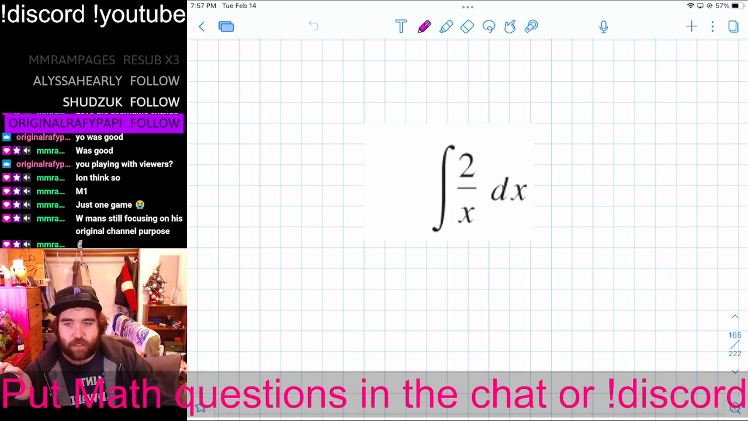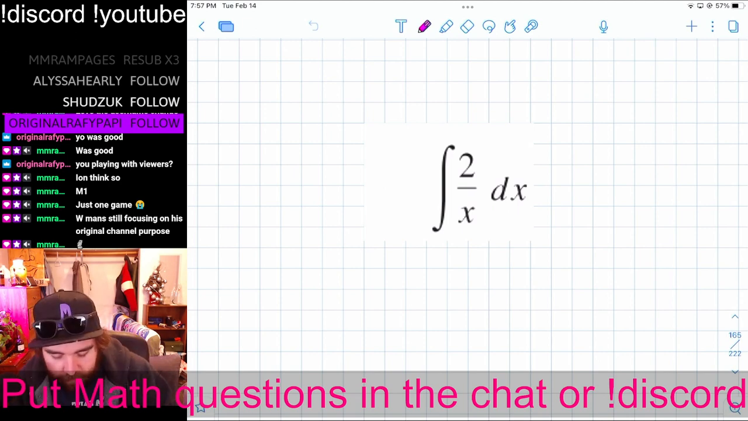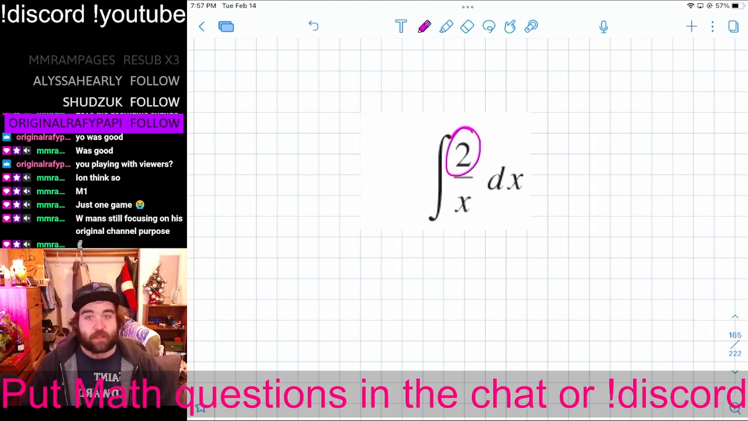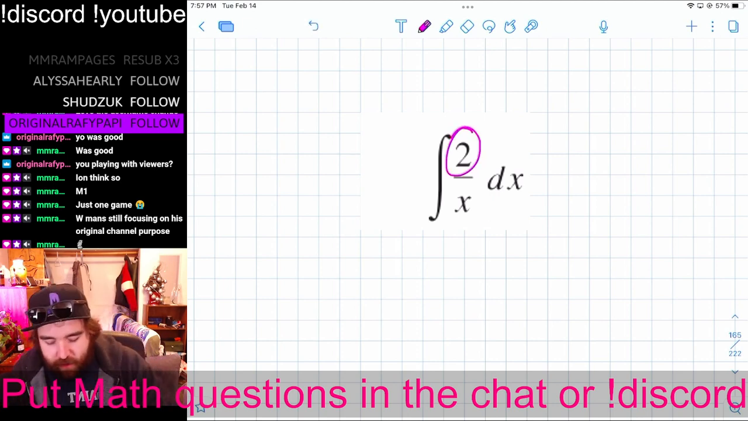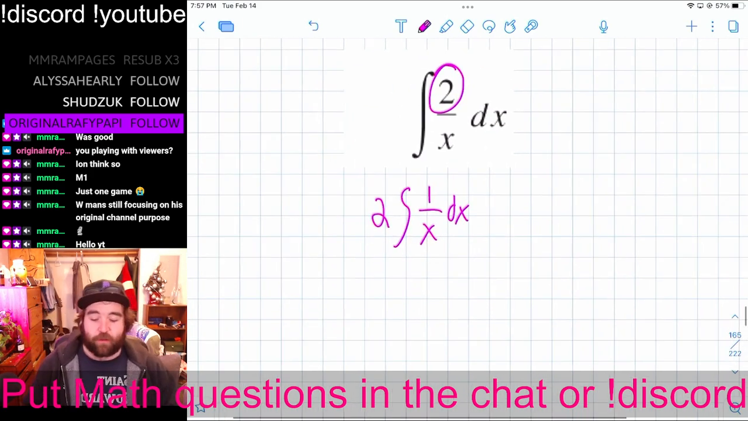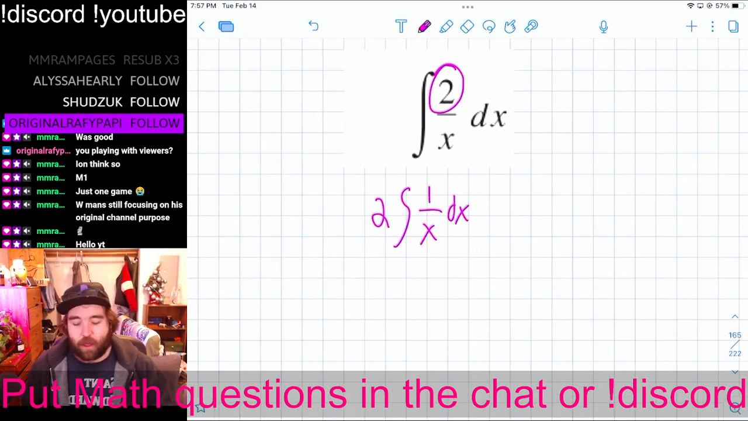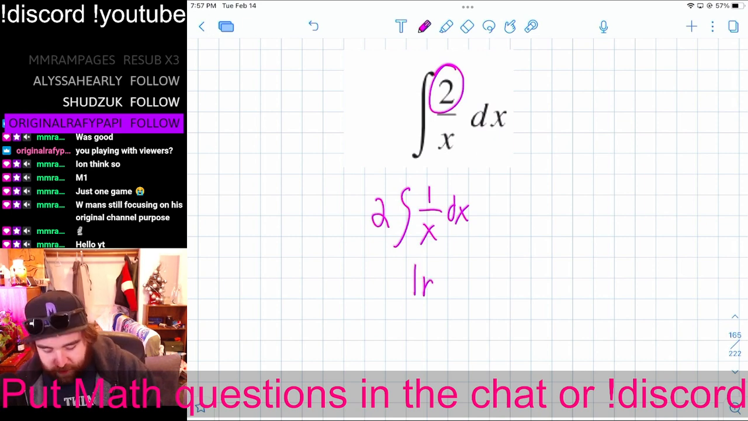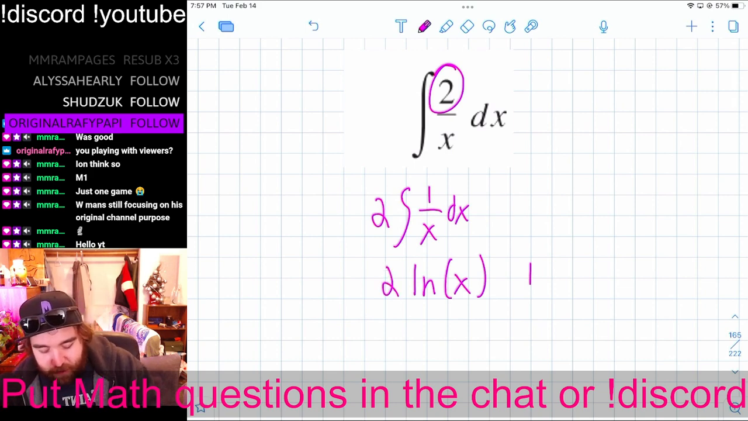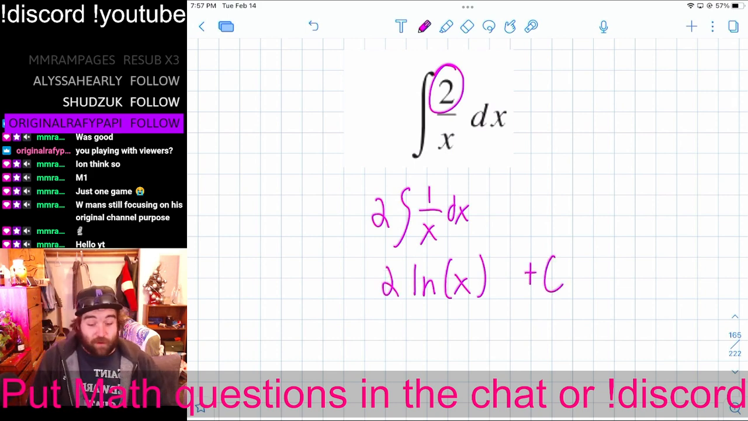With this one, first off, remember, if you need to, any plain number that's multiplied on the inside can just be pulled out to the outside. So we can rewrite this as 2 times the integral of 1 over x dx. And we know that the integral of 1 over x is the ln of x. The 2 just stays there. So that's pretty much the answer.